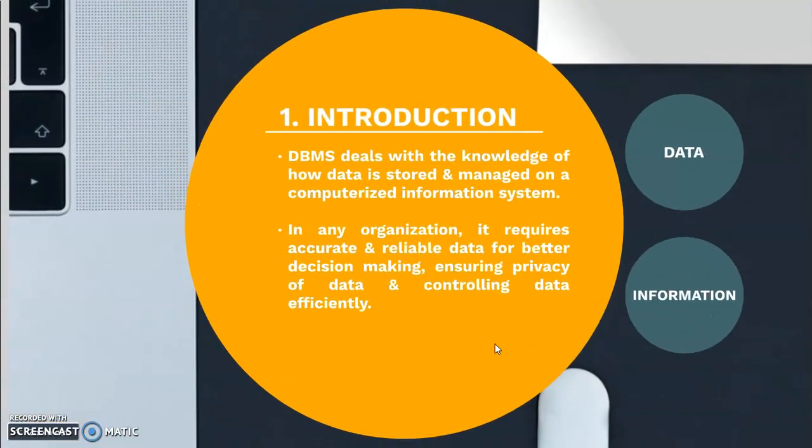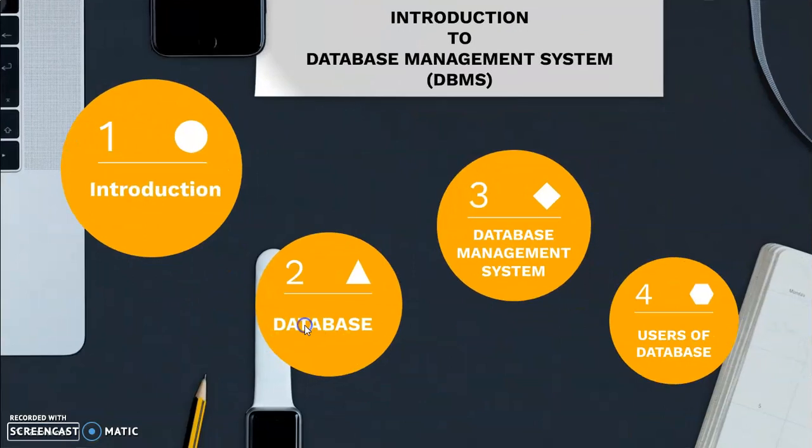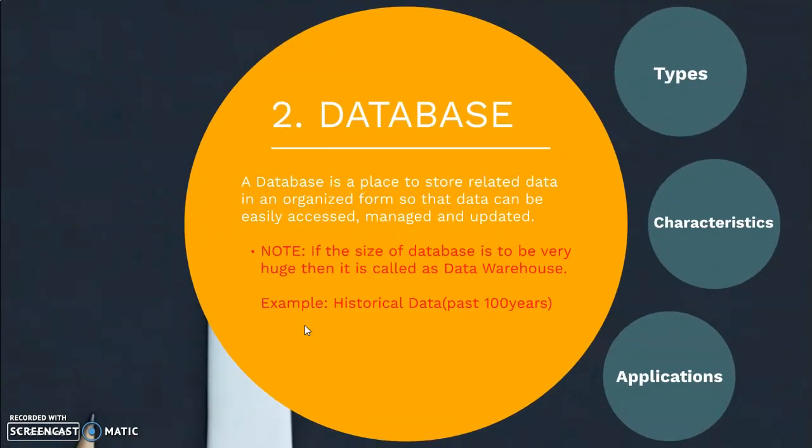Let's move on to the next topic, that is database. Now what do you mean by database? A database is a place to store related data in an organized form so that data can be easily accessed, managed and updated. Note, if the size of the database is huge, then it will be known as a data warehouse. Consider an example that you have past 100 years of data. So this data will be considered as historical data and will be stored in a data warehouse and not a database.